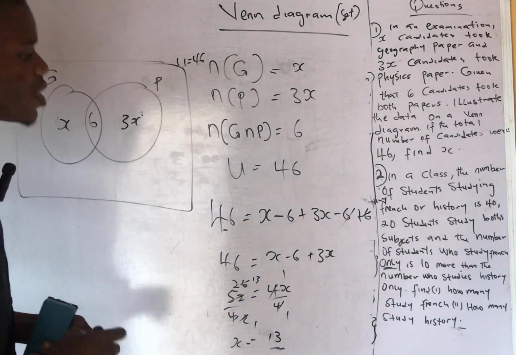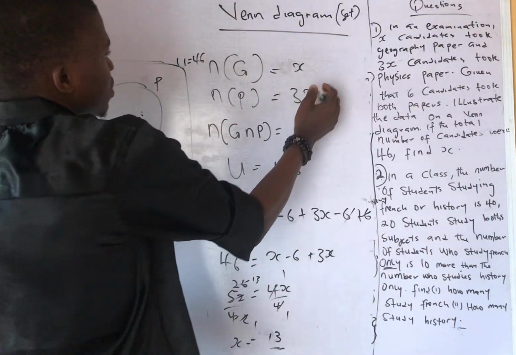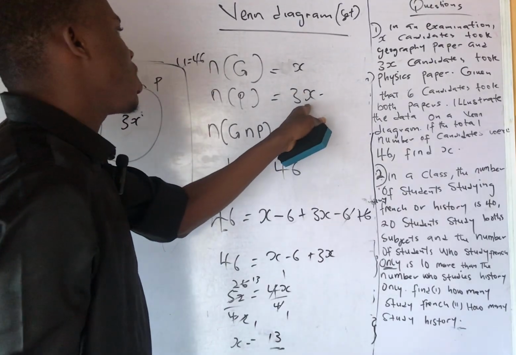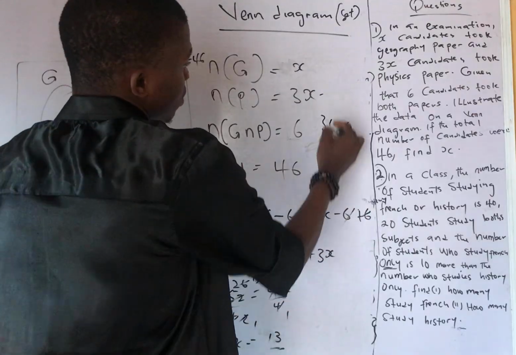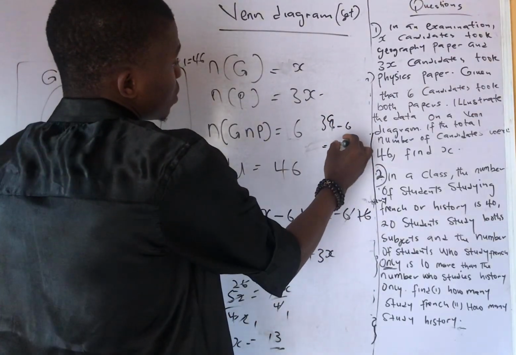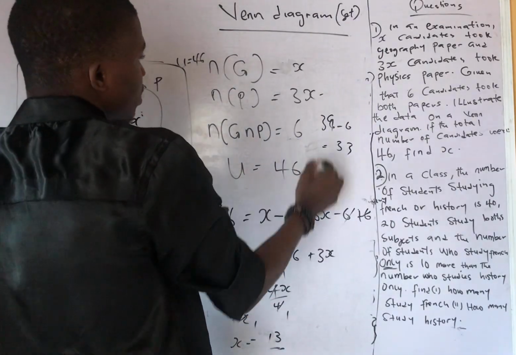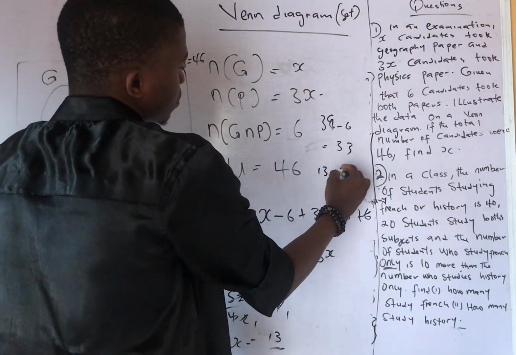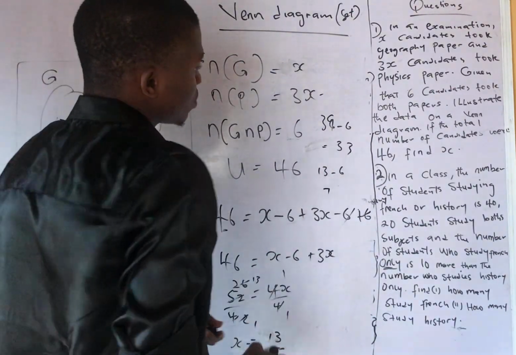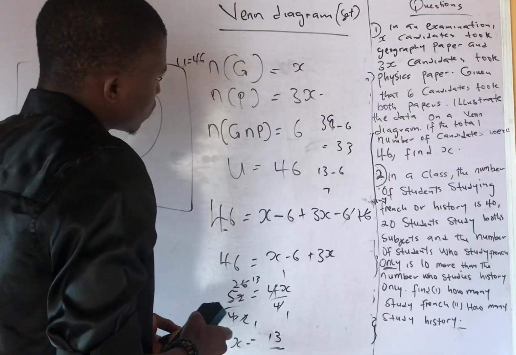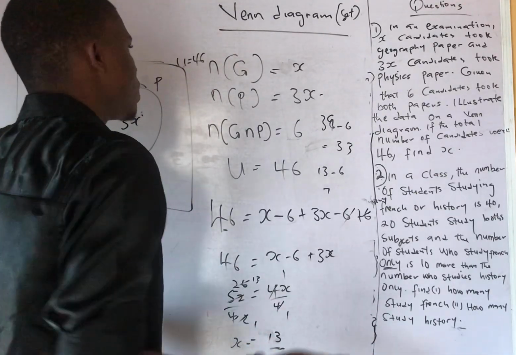Then the union set, you can decide to put it outside, which is 46. Now, if you want to get the number of students that took only geography, just subtract. After you add them, the value is 39. 39 minus 6 is equal to 33. Those were the people that took only physics. Then 13 minus 6, you minus it, that's 7. Am I mistaken? Okay. So those were the people that took only geography and only physics.